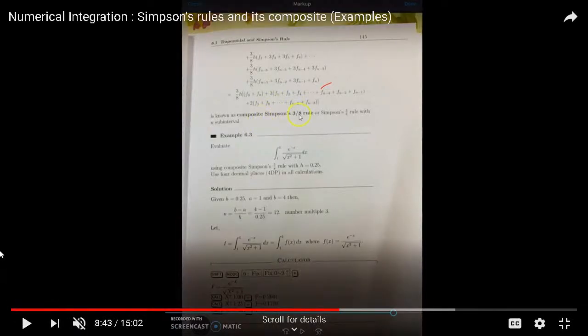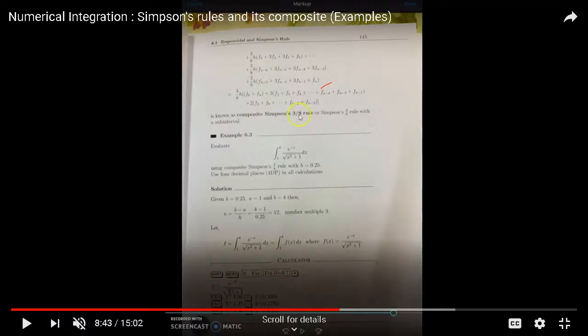You can see here 3/8 h, where h is the size of the interval, times f0 and fn, plus 3 times all the fi where i is not a multiple of 3, for example f1, f2, f4, f5, f7, f8, f10, f11, f13, plus 2 times the fi where i is a multiple of 3, for example f3, f6, f9, f12, f15, f18.